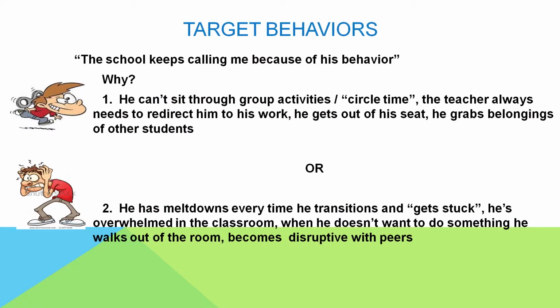So the first kid is wound up. He's moving. He's more of an ADHD picture type of child. The second one is more this kid: I'm overwhelmed, I don't want to do this, I'm going to have some behaviors when I'm feeling stressed and overwhelmed. So this is a different type of kid.